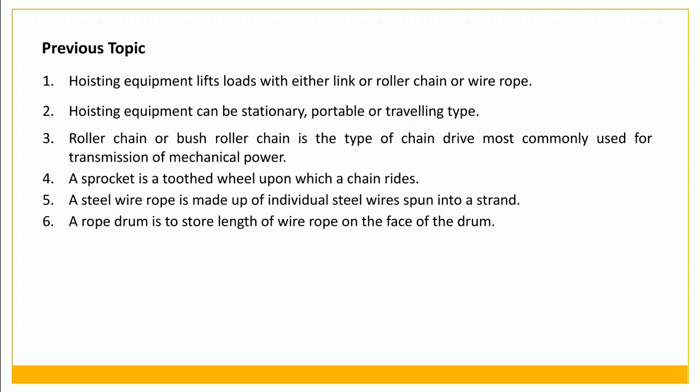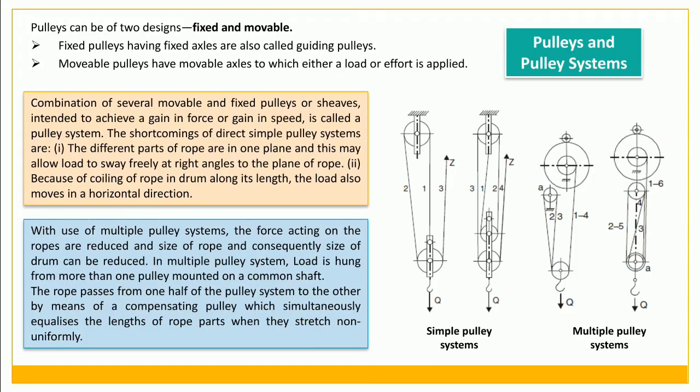And in this video we are going to study some of the hoisting equipment, basically the parts of the hoisting equipment. What we have already discussed in our earlier video is the system of rope, chain, rope drum, then chain and sprocket. Now we are going to discuss another part, that is the pulley and pulley system, where the rope drum, or you can say steel wire ropes, are being used.